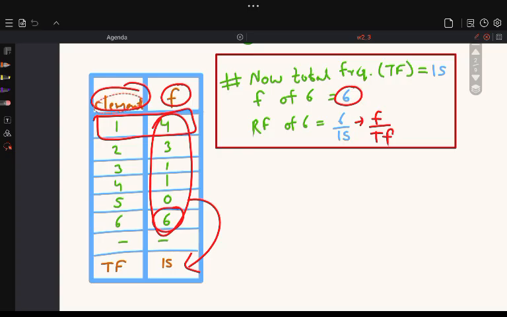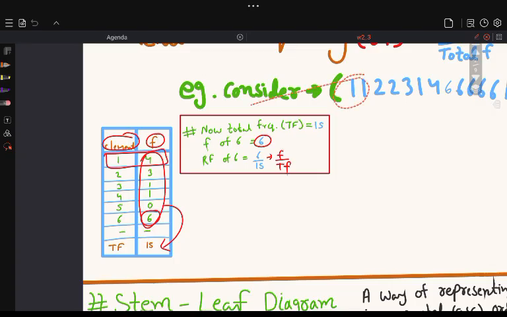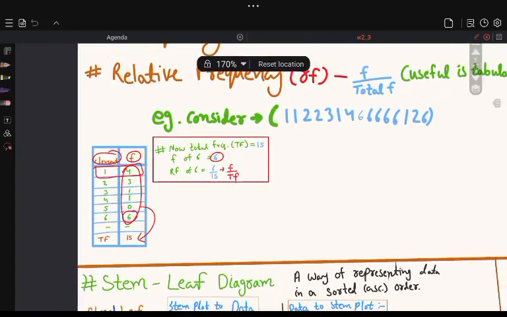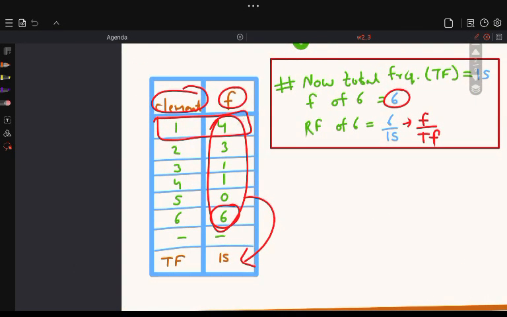So in the element column there are several elements in the data set, like for 1 there is a 1, for 2 there is a 2. So we constructed a table for this data set, and we saw how many times 1 occurs in this table. So see, 1 is occurring 4 times, so its frequency will be 4. Same for every element, 2 occurs 3 times. And similarly we added up all these frequencies, and we got the total frequency to be 15.